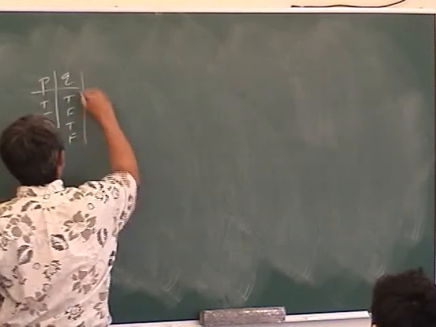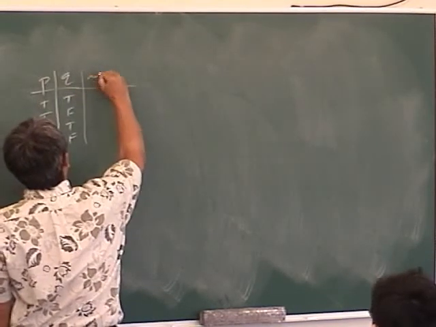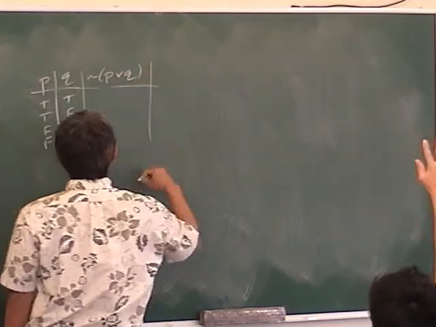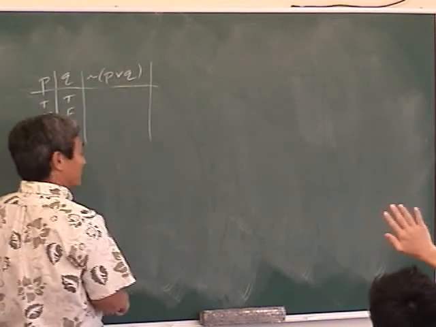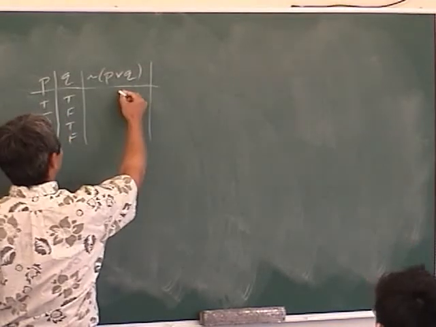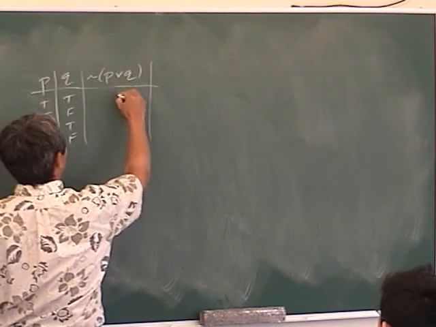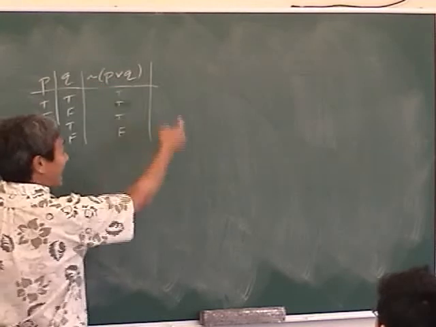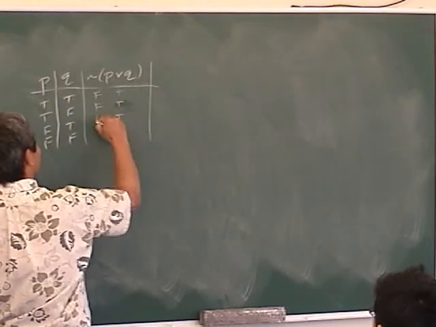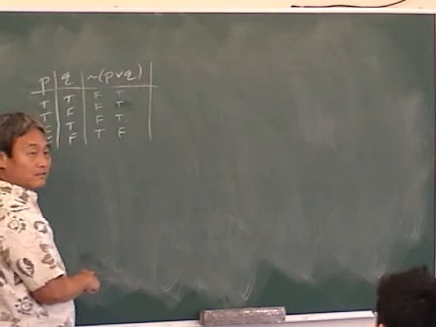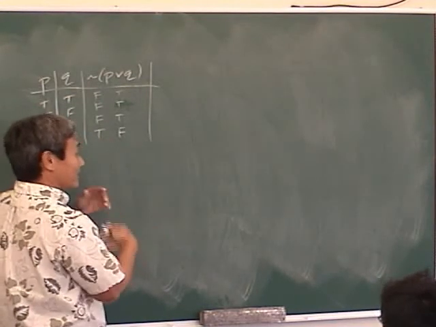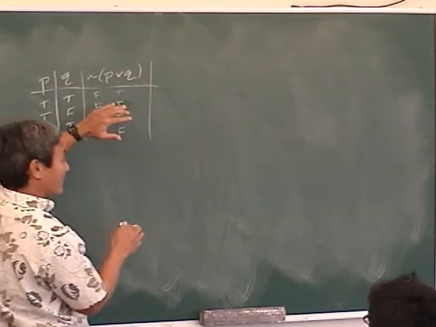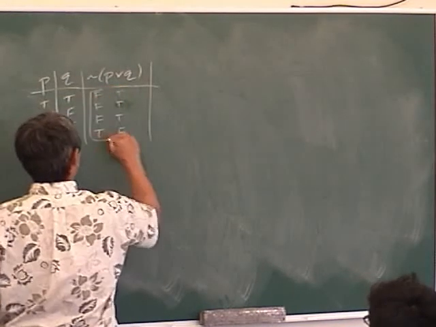True, false. Okay, construct the truth table for not P or Q. Well, P or Q is what? No, let me erase that. P or Q is? True, false, right? So when you negate that, it's going to be false, true, correct? Negation is just like opposite, like a negative number. But the only difference is numbers are negative, but statements have negations. So this is it right there.